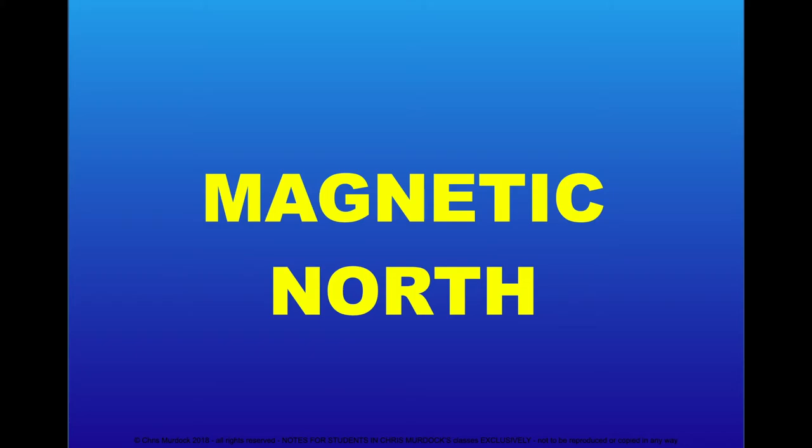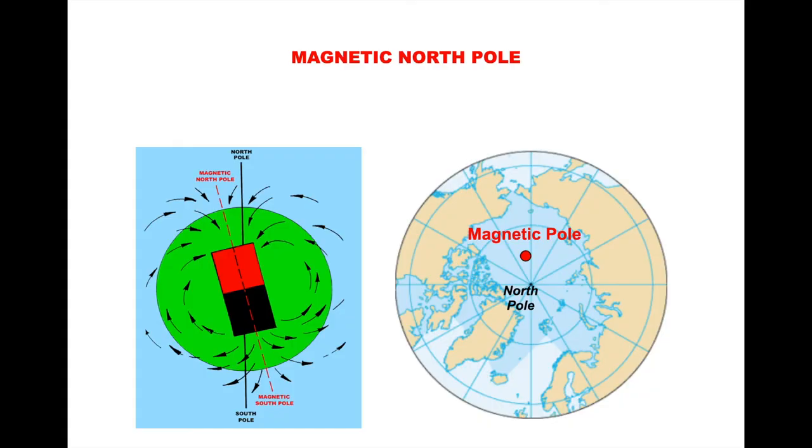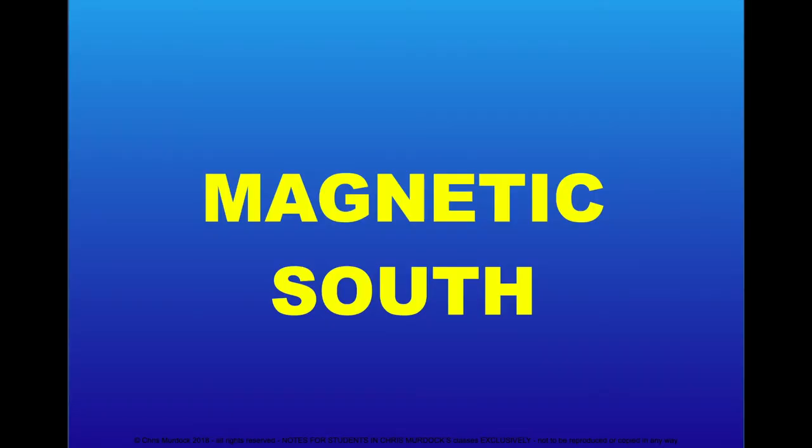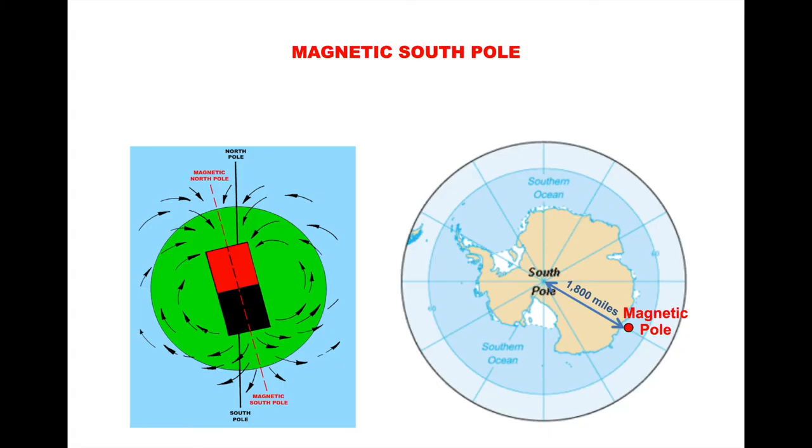Magnetic north. So the magnetic north is different, as I said, from the North Pole. The diagram on the right shows the magnetic pole and the North Pole. And that will vary each year as the magnetic North and South Pole twist around on its axis. Magnetic South Pole, and this diagram here shows that the magnetic South Pole and the South Pole are different.